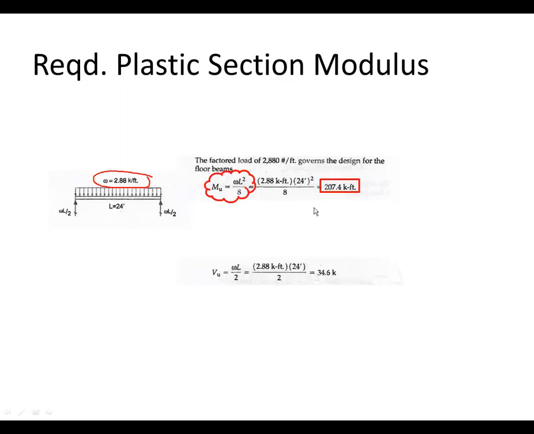And so shear is WL over 2. And again, same numbers, plug them into the equation, and we determine that our shear is 34.6. Now, these are the maximum values that we determine based on our factored loads. And recall that what we want to do is compare our actual values to our resistance values, and we want to make sure that they're less. So we need to hang on to these 2 numbers right here.